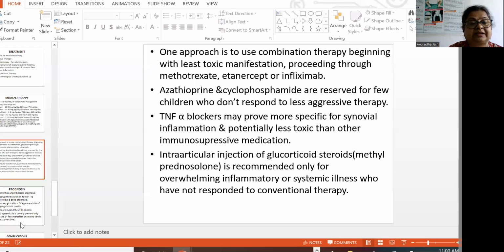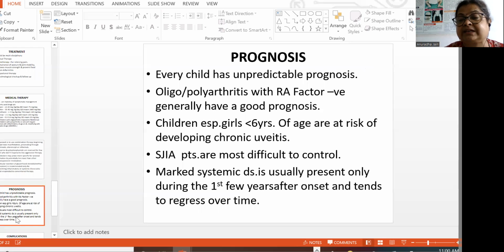Then like azathioprine, then TNF blockers, and then intra-articular injections of glucocorticosteroids. So these are the progressive treatments which increase in terms of toxicity. So first we should use methotrexate, which is less toxic.